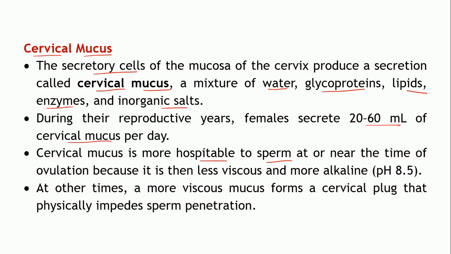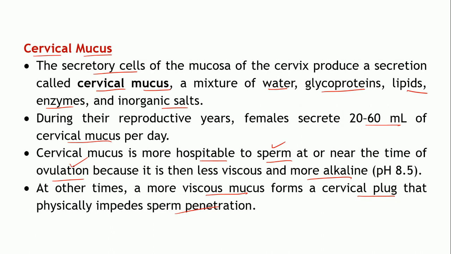Usually this mucus production occurs at the time of ovulation. Ovulation is the release of the secondary oocyte by the rupture of the mature follicle, or the Graafian follicle. So to increase the chances of fertilization, this cervical mucus is produced around ovulation. At this particular time it is less viscous and more alkaline. Remember, the alkaline pH is necessary for the survival of the sperm. At other times it is more viscous and forms a cervical plug that impedes or prevents the entry of sperm.